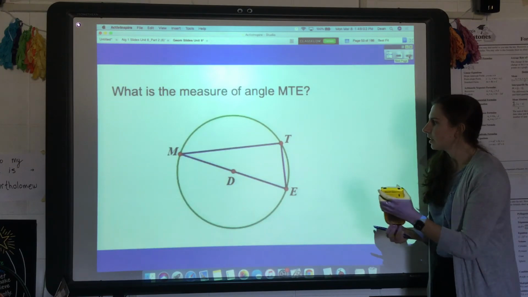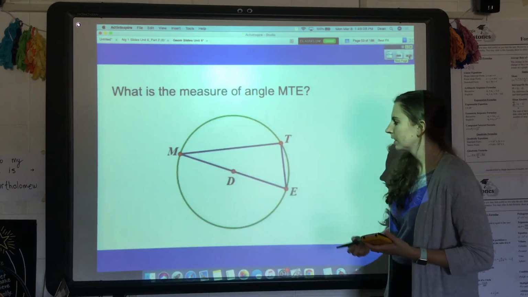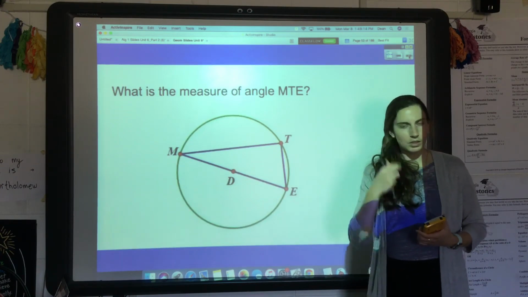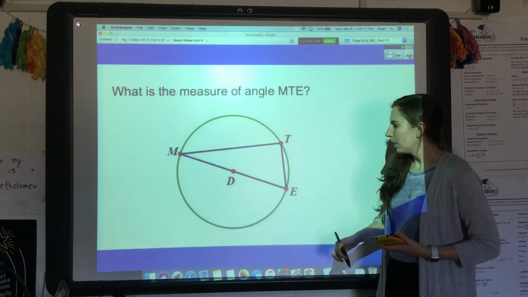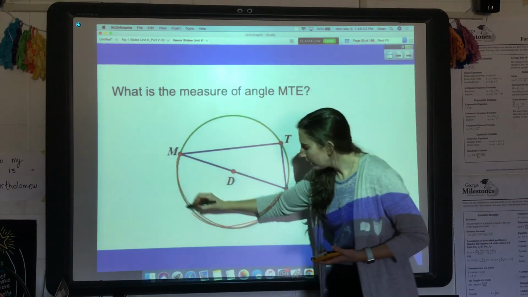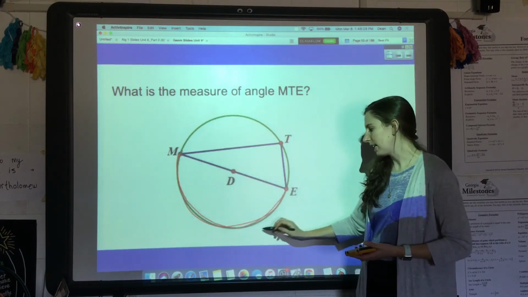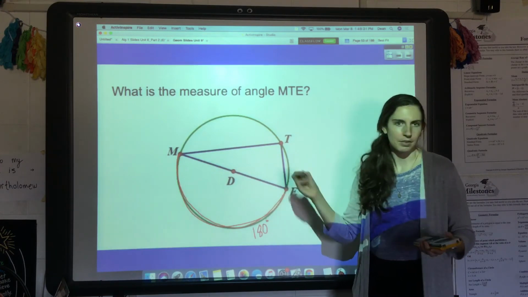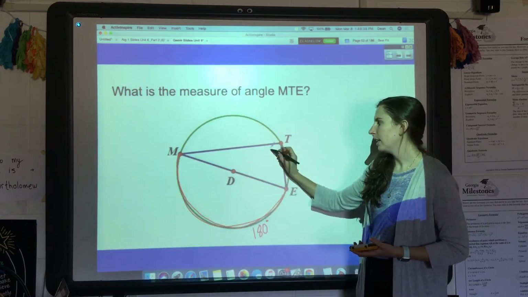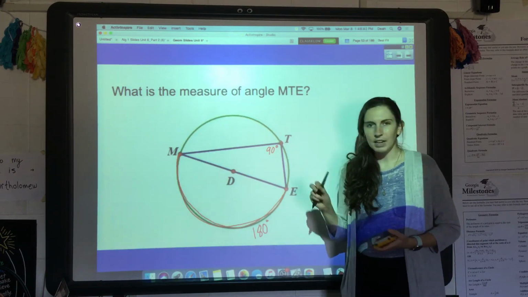All right, what do you think the measure of angle MTE is right here? What does it look like to you? All right, we can use our inscribed angle stuff here. MTE is on the arc ME. And what is the measure of ME? Well, since it's on a diameter, it's exactly 180 degrees. I know for a fact that's half a circle. And so using the same rules from before, if I half that, this should be 90 degrees, which is a right angle. So this is kind of an important theorem.